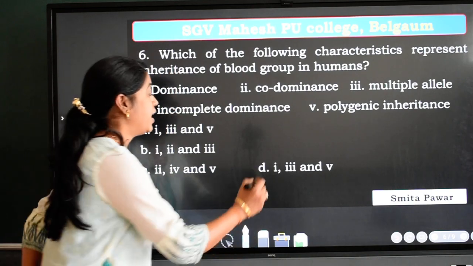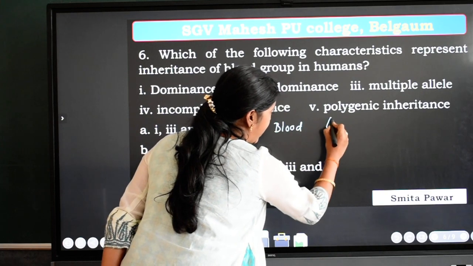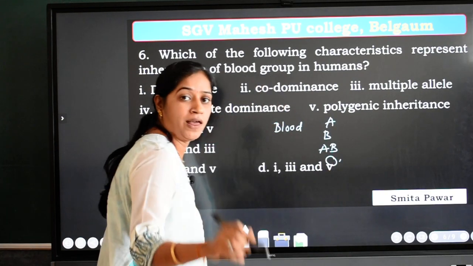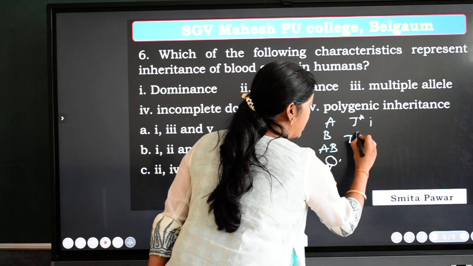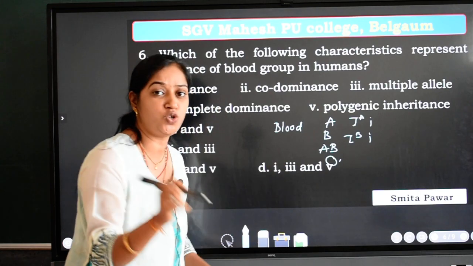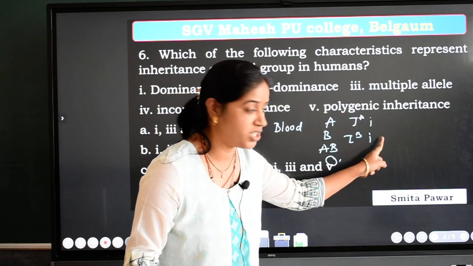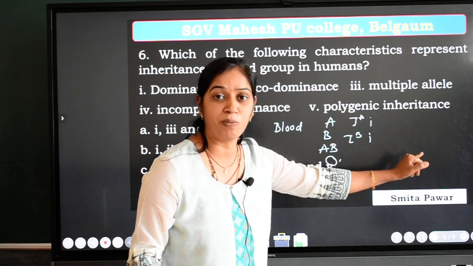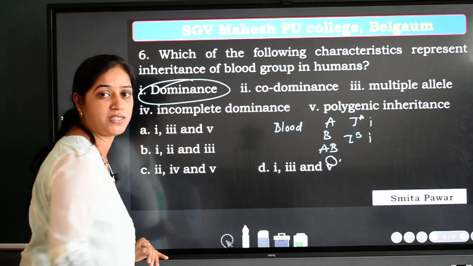See student, when we talk about blood group, we have got four types, that is A, B, AB and O. When I am talking about A blood group, IA and small i, and B blood group, IB and small i, in both conditions you can see that these two genes are dominant over the small i gene, and that is the reason this will result in A blood group and this will result in B blood group. This shows the pure law of dominance.